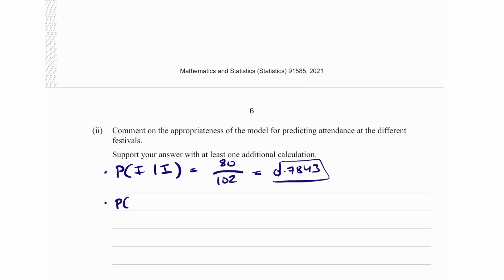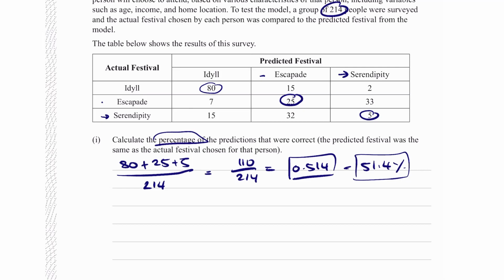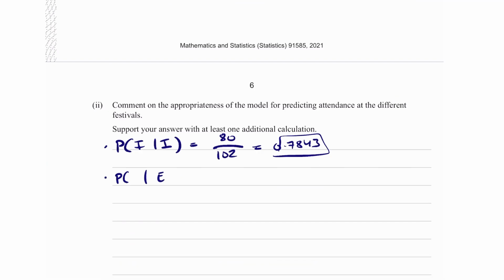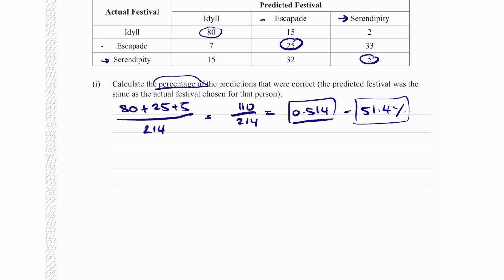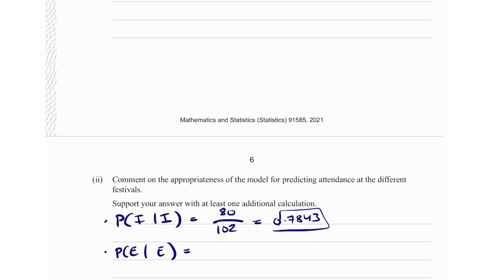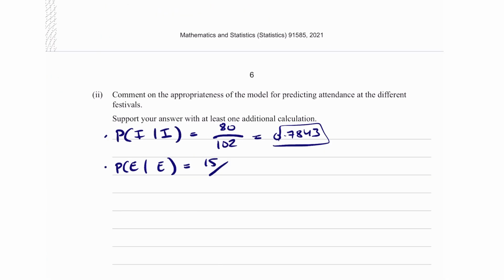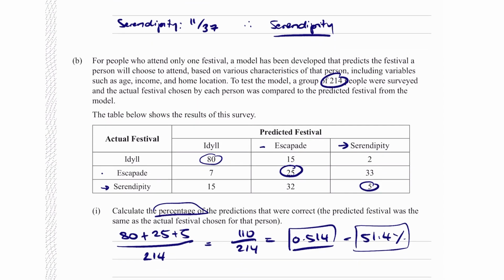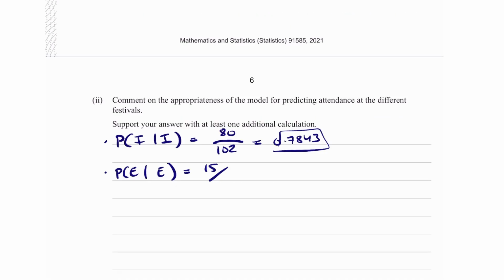What about the other festivals? If you predict Escape Aid, what's the probability that you actually went to Escape Aid? Well, we know that 15 actually went, and we predicted the sum of a column, which is 15 plus 25 plus 32, that's 72. 15 over 72 is 0.2083. So we can see this probability is really low, so this wasn't a good model for predicting Escape Aid.